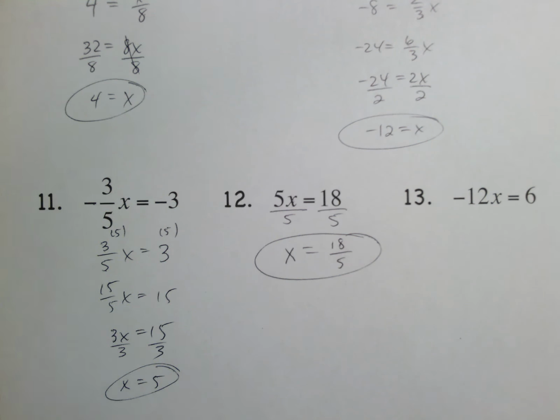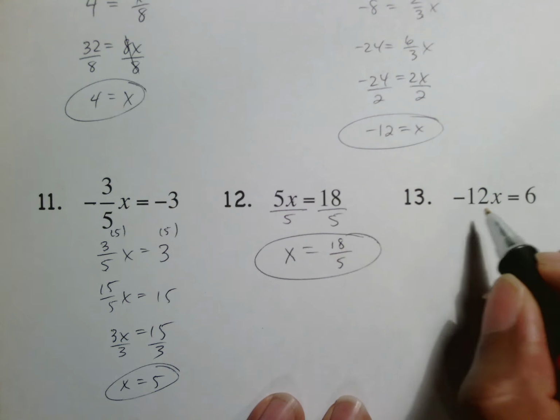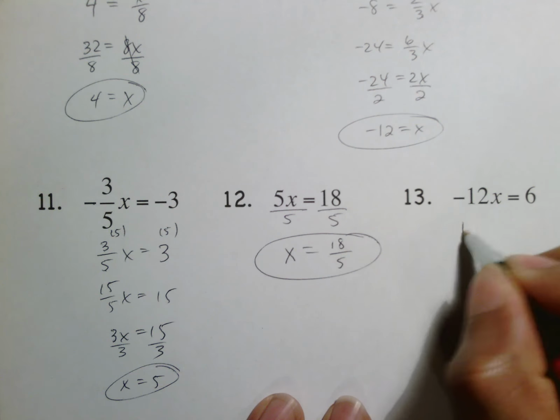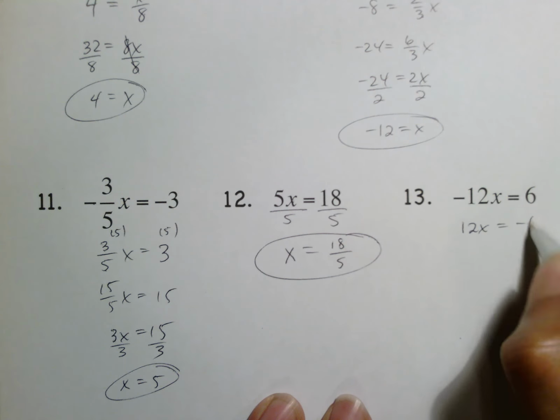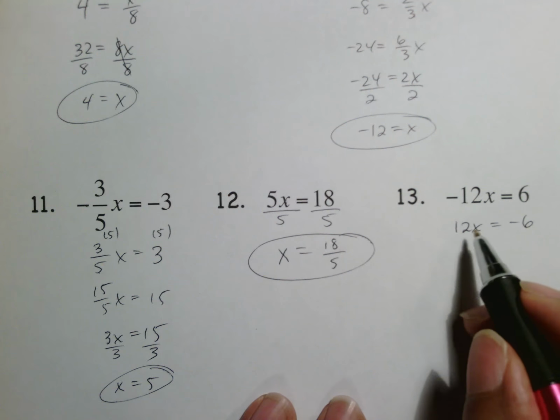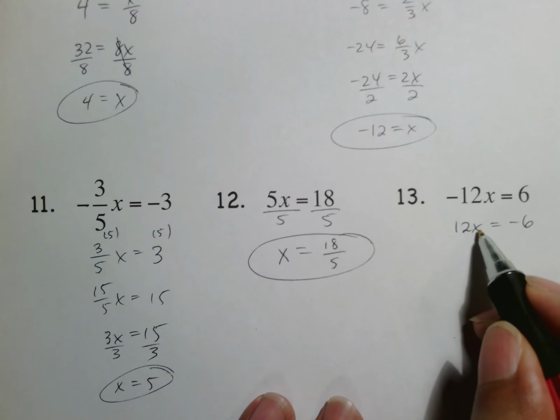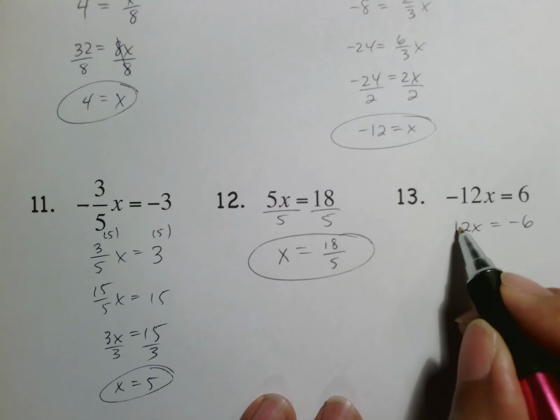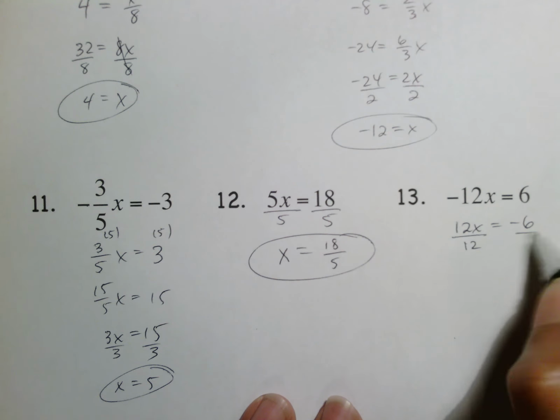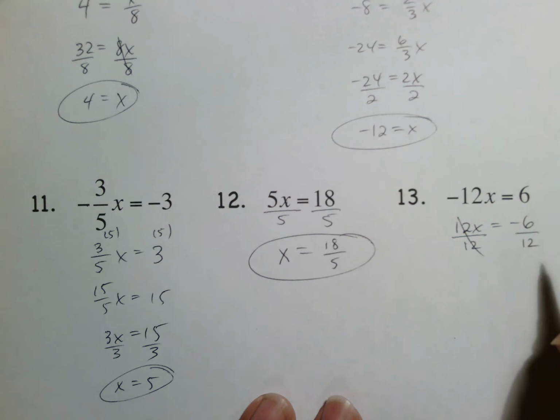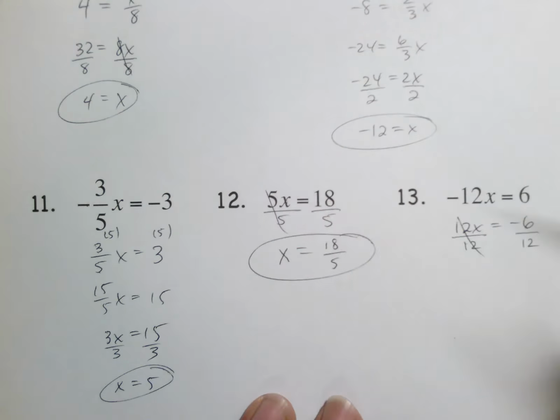If you look at 13, which is what we're going to wrap this up with, first thing is it's a negative 12, so we want a positive 12x equals negative 6. Second thing is, remember, what I see people do all the time is they divide by what makes it nice. You must divide by what's attached to x. 12 is attached to x, so we want to divide by 12. Those two things go away.